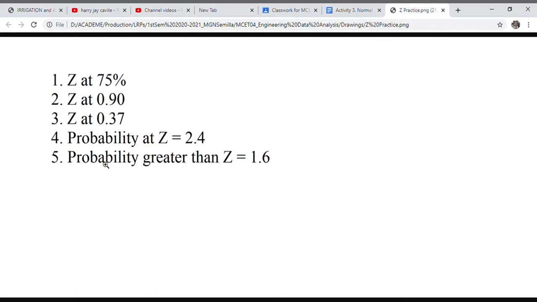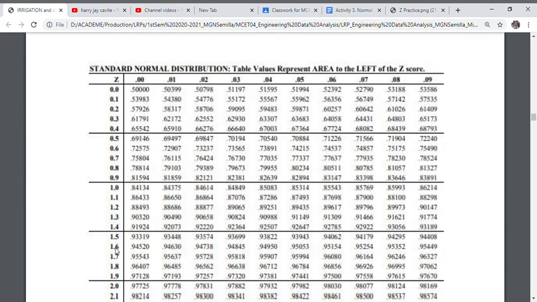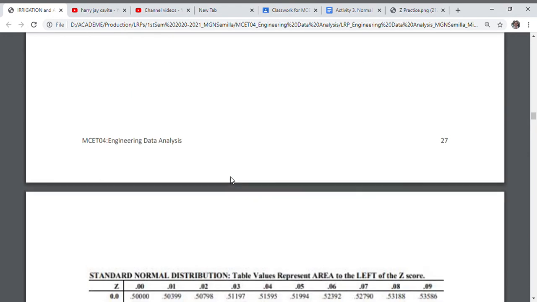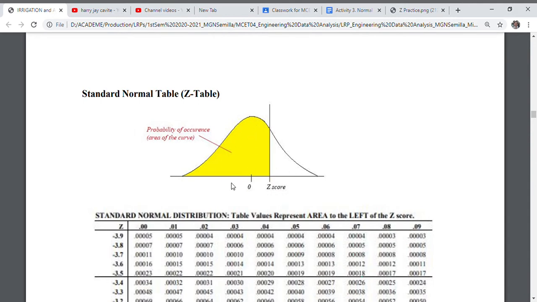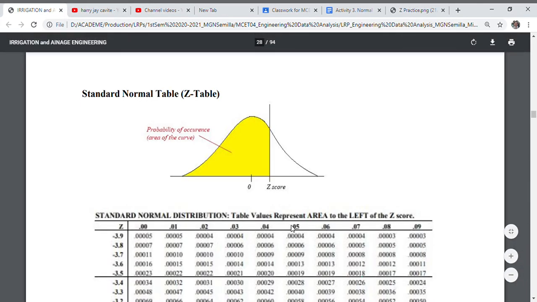So having the probability greater than Z of 1.6, let us first search for the Z at 1.6. So we have 0.94520, which is the area here. And you need to find the area to the right, so we just deduct: 1 minus 0.94.